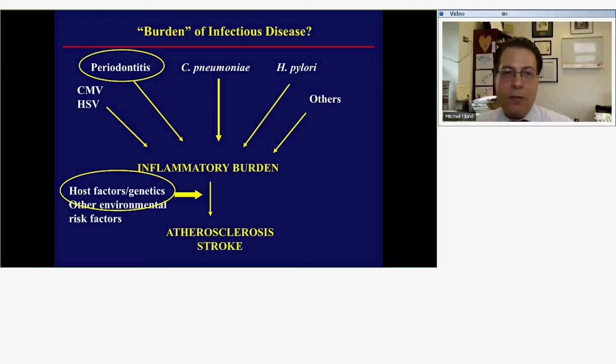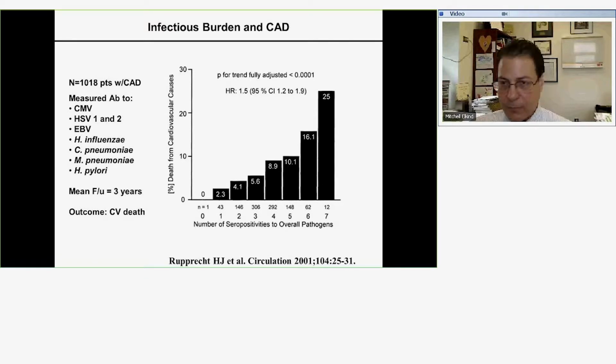So the direction that we're moving in now then is to try to identify some of these host factors and other environmental risk factors that may interact with inflammatory burden. Periodontal disease is another active area of interest here, and we collaborate with our dentists and periodontal pathologists on this. We're not the only ones to explore this idea, of course. Some other studies have also found that the number of positive serologies to various infections is associated with risk of cardiovascular mortality and with carotid disease.